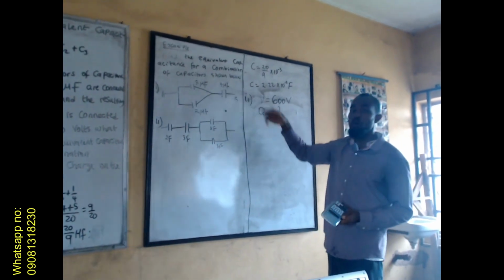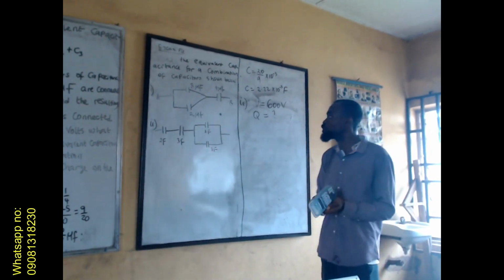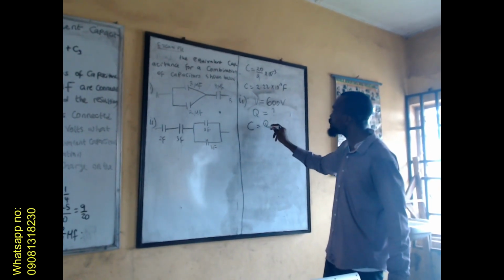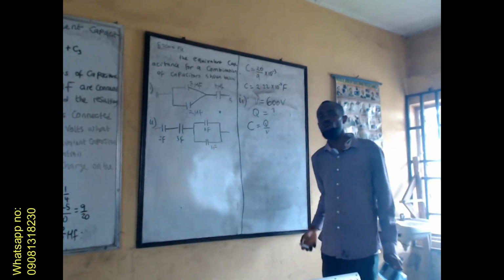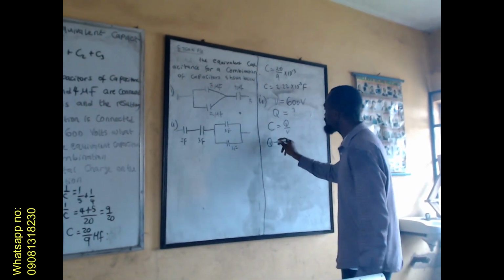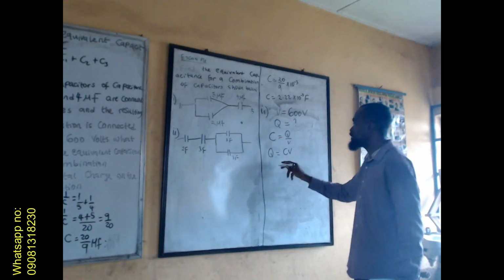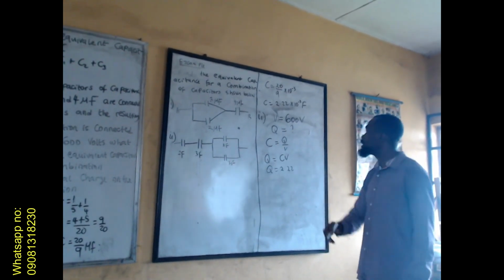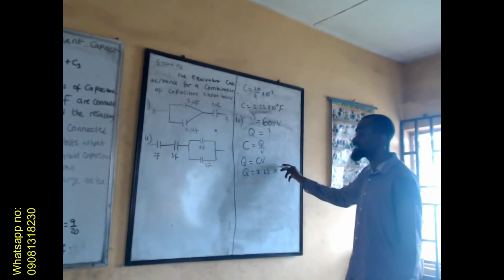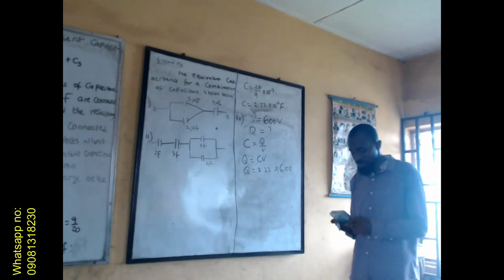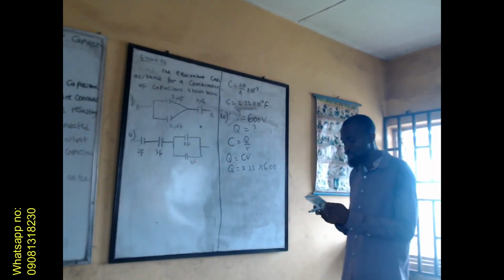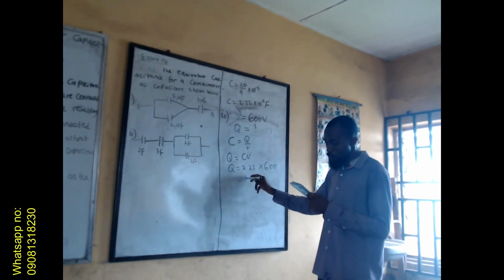Earlier on, we said there is a formula connecting these three variables, which is C equals Q over V. And because we are looking for Q, Q equals CV. Q equals our C here, which is 2.22, times our volts, which is 600. Then we multiply it together, 2.22 times 600, which gives us 1332.